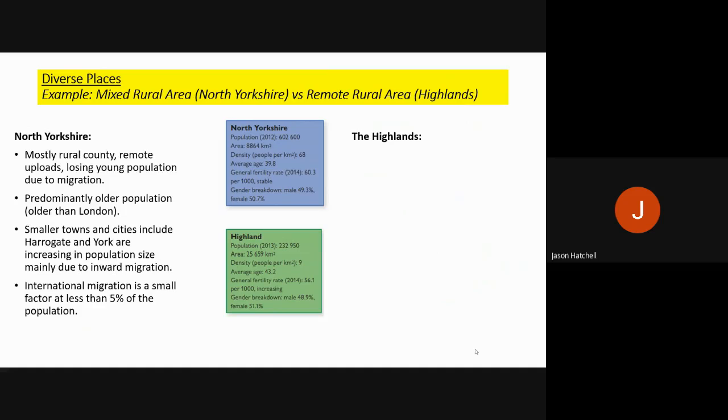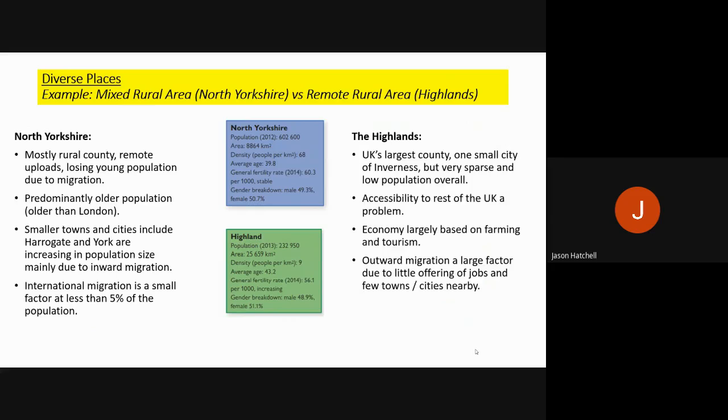Then we have the Scottish Highlands, and the Highlands is the largest UK county, but it has one of the smallest UK cities in Inverness, and it's very sparse with a low overall population of just over 230,000 people. Accessibility is a major issue in the Highlands to the rest of the UK. The economy is largely based on traditional agriculture, farming, and some tourism.